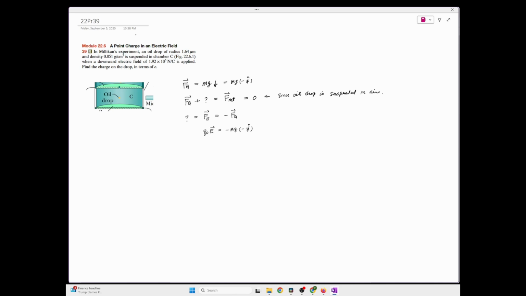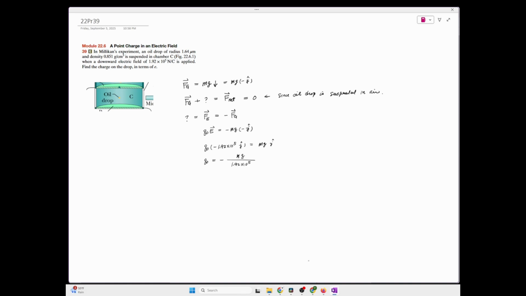Notice that in this expression, I have replaced the downward pointing direction by negative j hat. In addition, the problem says the electric field has a magnitude of 1.92 times 10 to the power of 5, and the direction is pointing down. So let's plug that in, and from that equation, we can obtain the expression for Q naught.